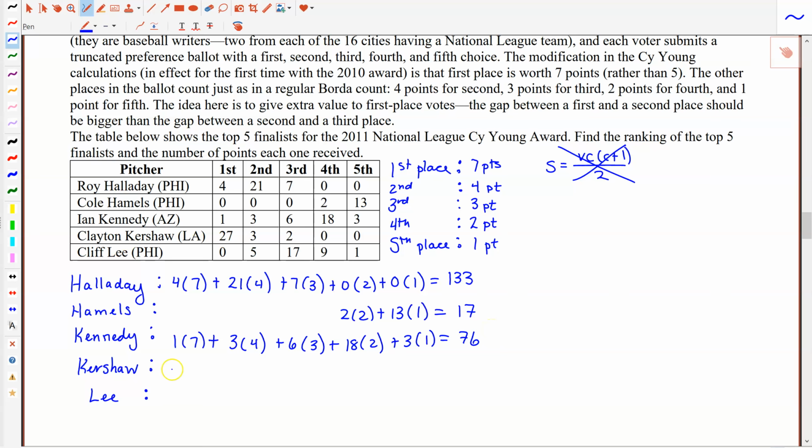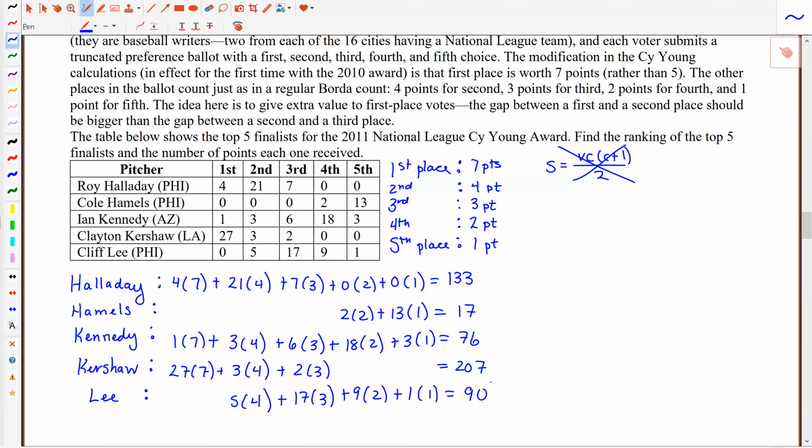For Kershaw, he had 27 first place votes, 3 second place votes at 4 points each, 2 third place votes at 3 points each, and then no fourth and no fifth. So overall then that would be 207 points. And then finally for Lee, there was no first place votes. He got 5 second place votes at 4 points each, 17 third place votes, 9 fourth place votes at 2 points each, and then 1 fifth place vote at 1 point, for an overall total of 90 points.